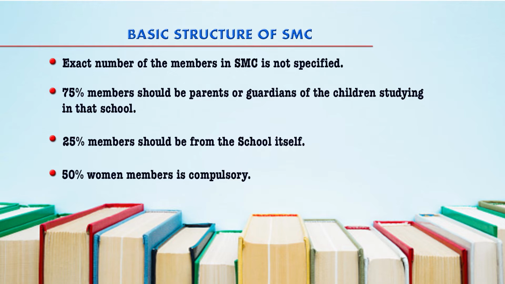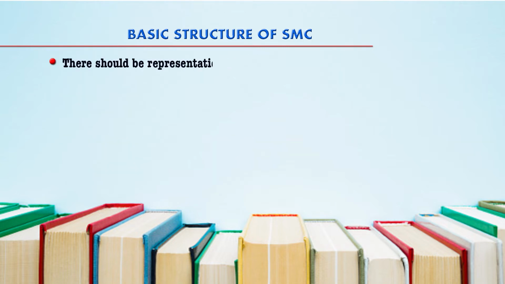So among the 100% members, it may be parents, it may be from the school, it may be from local government or from civil society, and 50% of members should be women. Then further, there should be representation from the weaker section. A few members should be from the weaker section, so they can participate and understand what is going on in the school and what the major concerns of the school are.